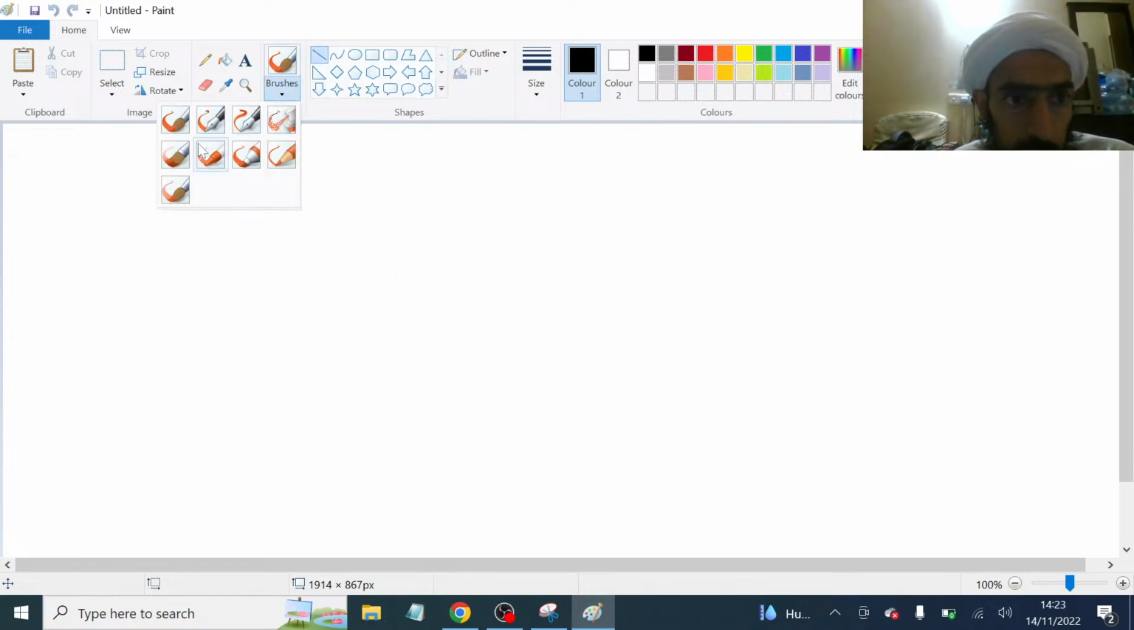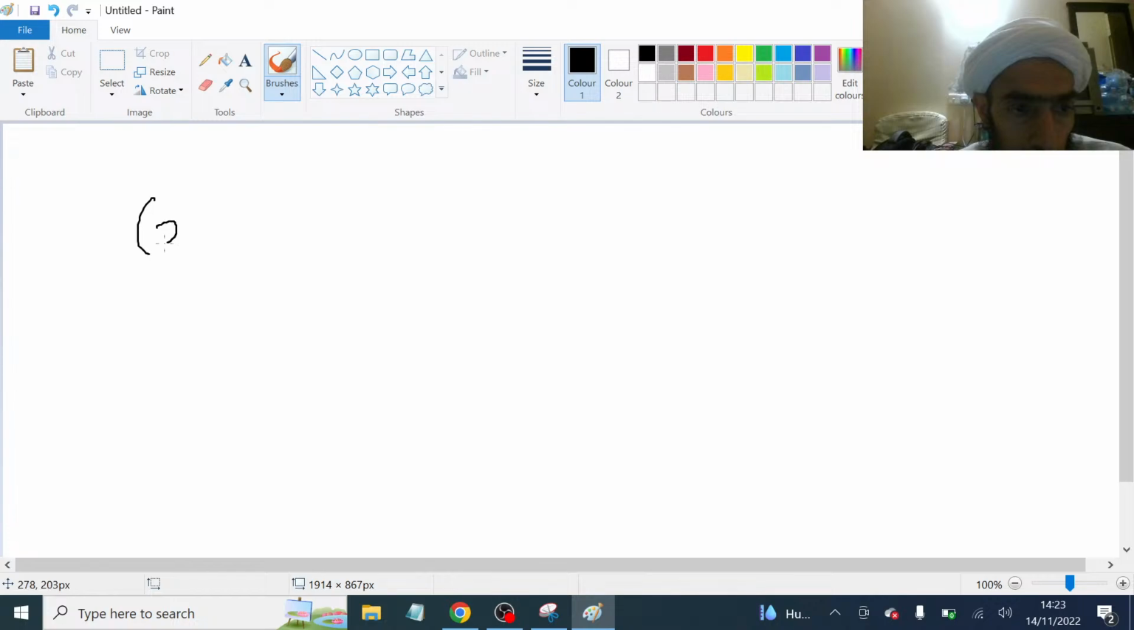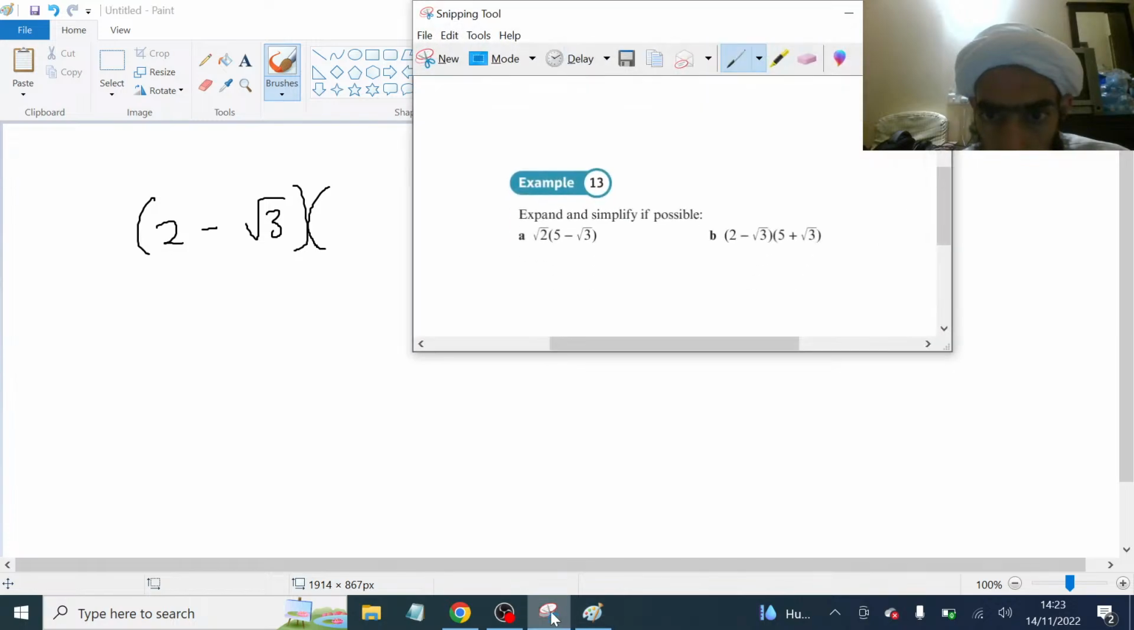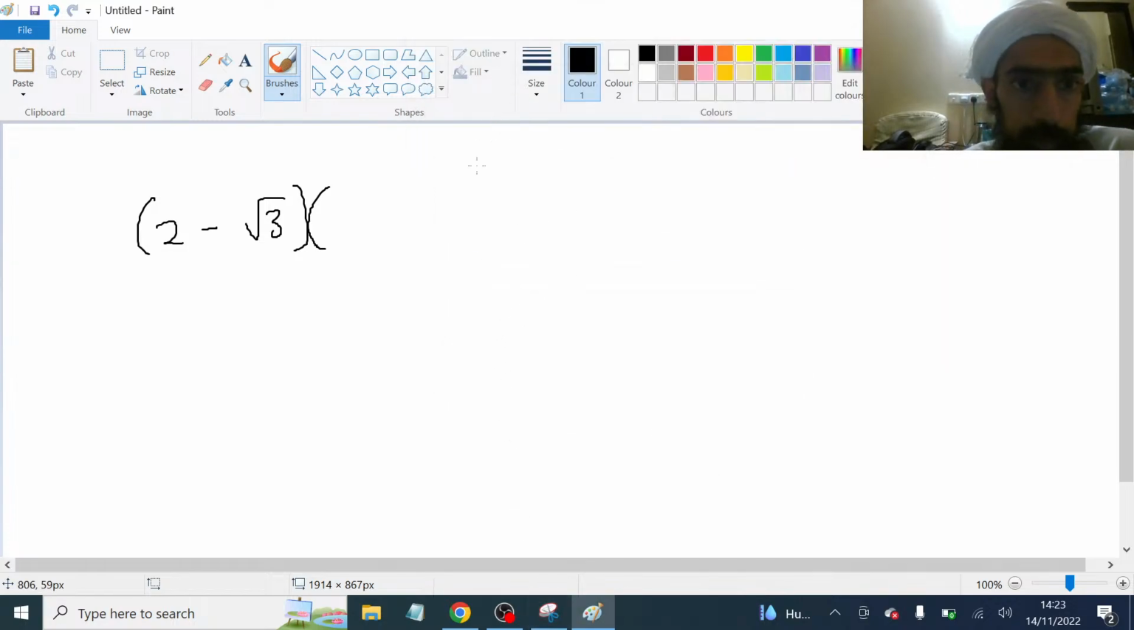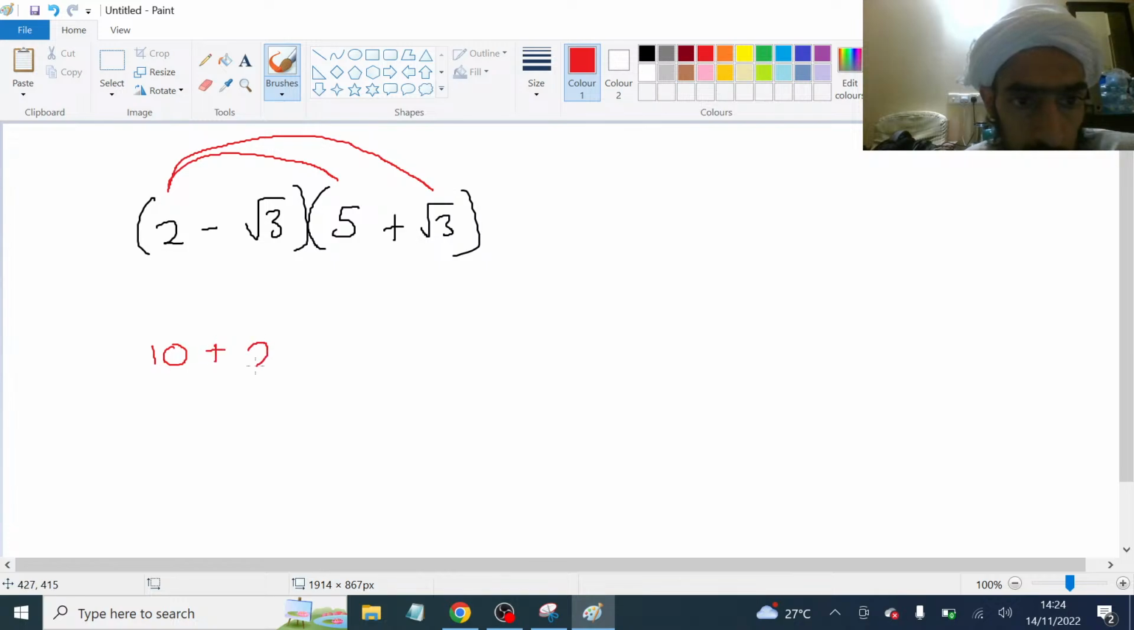Okay, next one is double brackets. So it's 2 minus root 3 times the second bracket, which is 5 plus root 3. Okay, you can use any GCSE method to expand the brackets. So I'm going to just use 2 times 5, sticking with the 2, followed by 2 times root 3. So 2 times 5 is 10. Then 2 times root 3. Only one of them's got the square root, so it's just going to be plus 2 root 3.